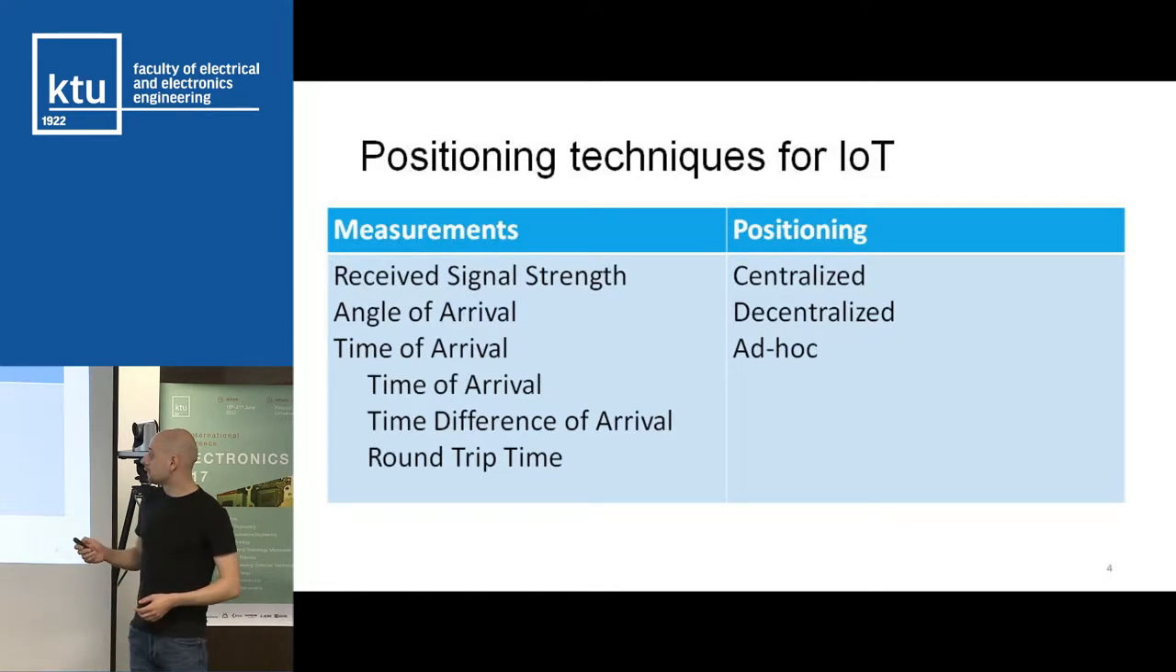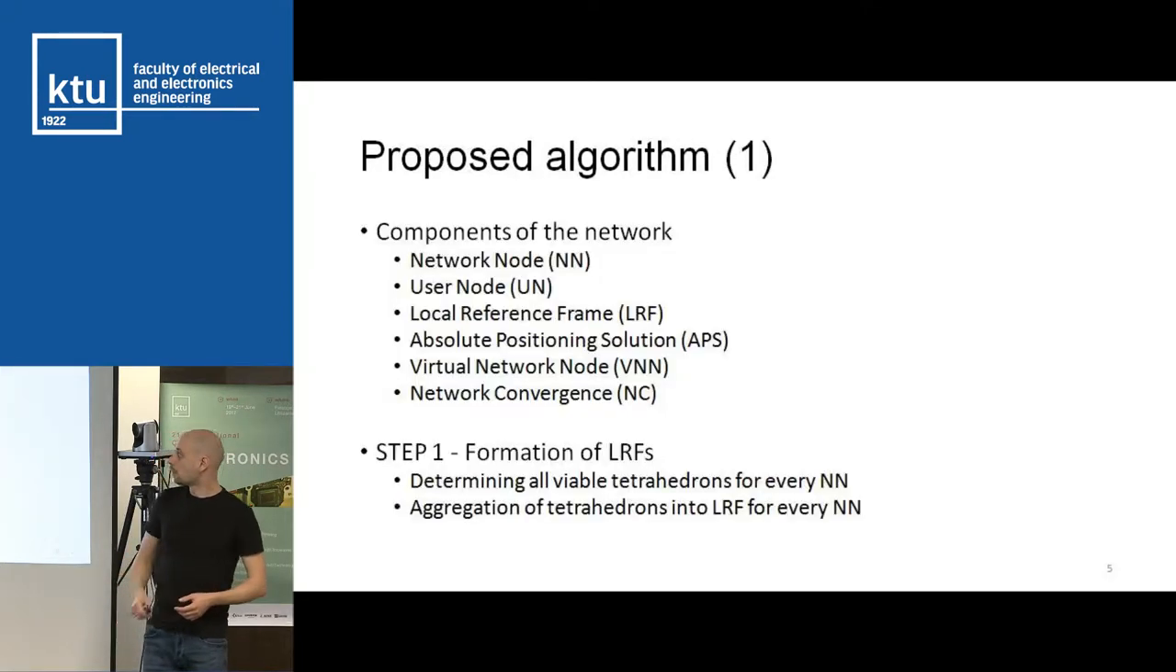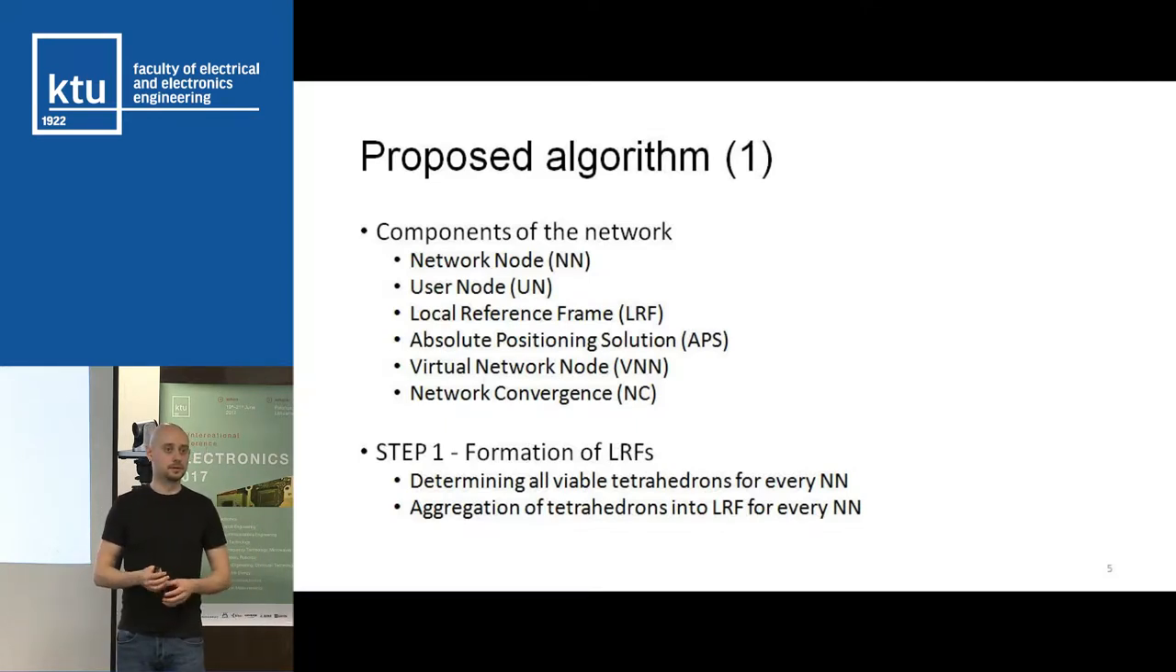So we are basically aiming for a round-trip time, ad hoc, decentralized solution. For our algorithm, I would like to define several ideas and different network nodes. The first one, the network nodes, are the stationary network nodes, the ones which are fixed in location. Then the user nodes are the ones which can move through the network and communicate with the network nodes. Network nodes between themselves also create an ad hoc network, so they are able to communicate.